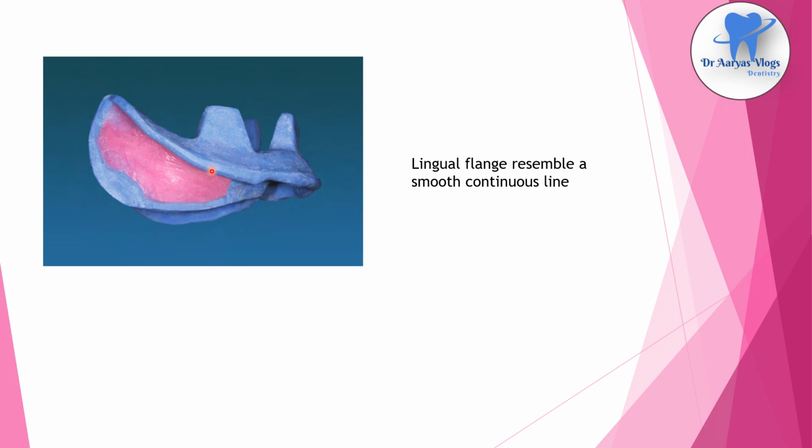And the lingual flange of the tray should resemble a smooth continuous line beginning at the level of the labial flange in the anterior and gradually increasing in length as compared to the buccal flange as it approaches and enters the retromylohyoid area.